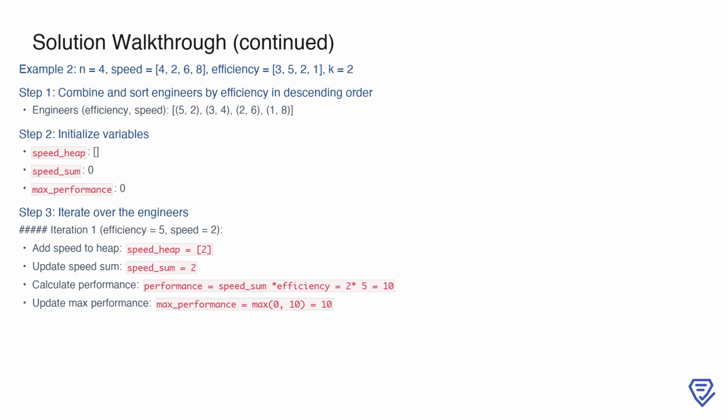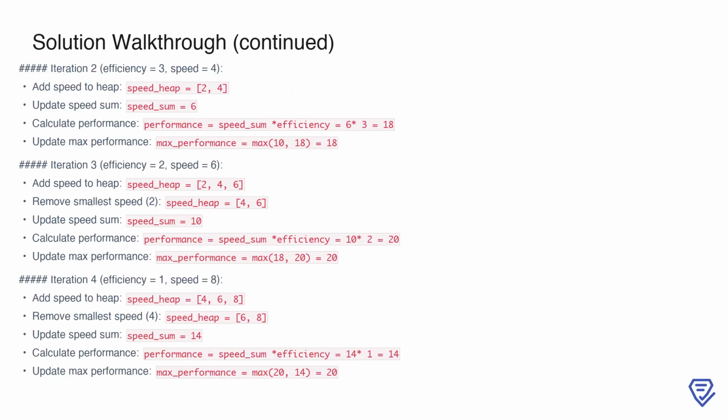Starting with the first engineer, who has efficiency 5 and speed 2, we add their speed to the heap and update the total speed sum to 2. The performance is then calculated as 2 multiplied by 5, which equals 10. Since this is our first calculation, it becomes the maximum performance so far.